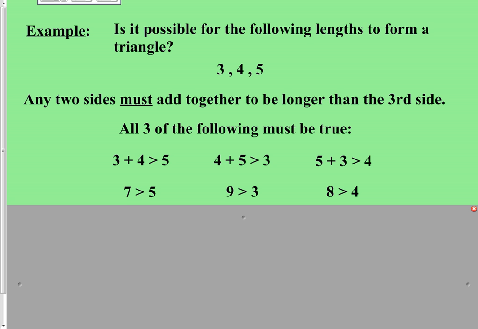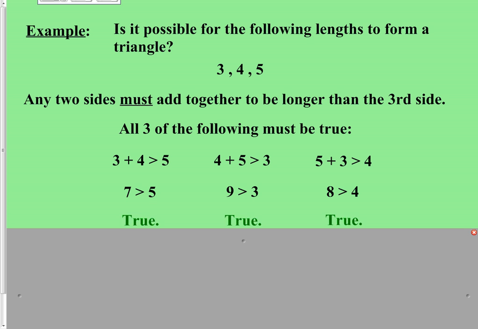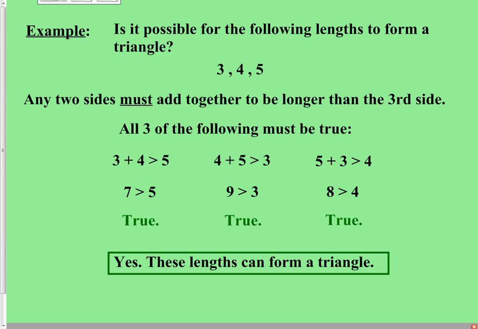So on the left, we have a statement that says 7 is larger than 5. Is this true? Well, of course it is. In the middle, 9 is greater than 3. Is that one true? Yes, it is. And on the right side, 8 is greater than 4. Is that true? Yes, it is. If we have truth in all of these statements, then we are able to say, yes, these lengths can form a triangle.